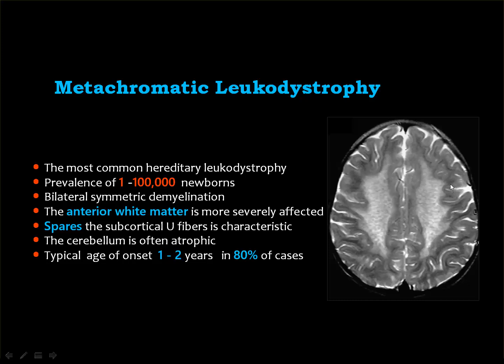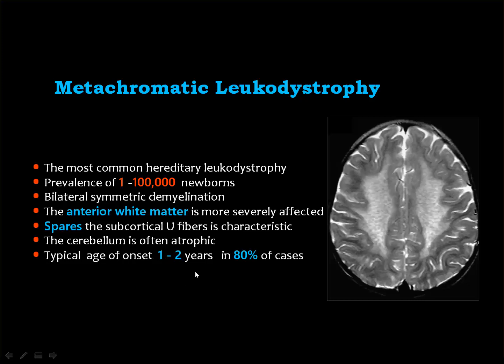The subcortical U fibers are these areas where, if you look carefully, you see a dark signal bordering the edge of the white matter. And this dark signal represents the normally myelinated white matter, while the bright signal represents the unmyelinated white matter.